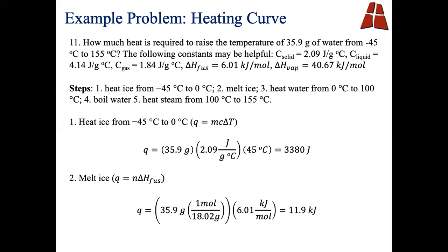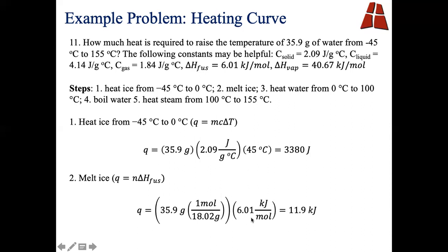Also, if we move on to step 2, we would melt the ice by using our enthalpy equation. So Q equals n, which is our number of moles. So we convert from mass to moles with molecular weight. Molecular weight for water is 18.02 grams per mole. So that would get us into moles.